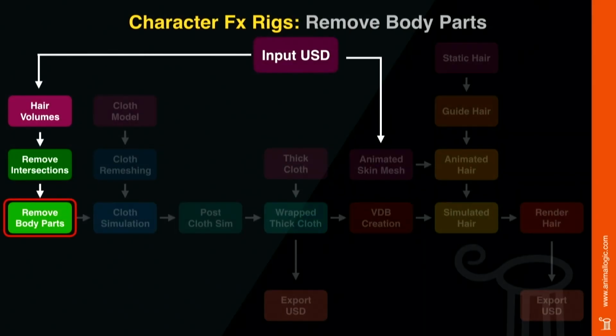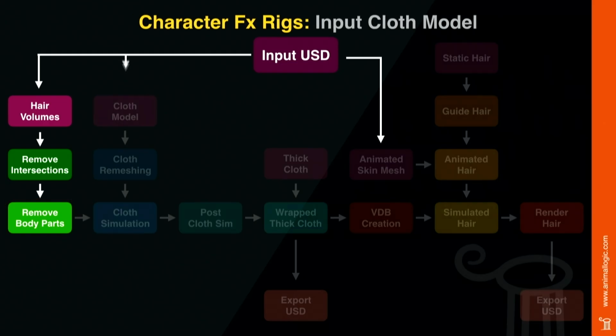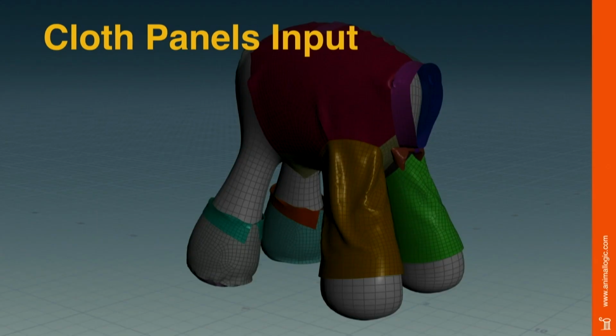So from there, we go ahead and we remove body parts that aren't going to be of interest in the simulation, like toes and fingers, things like that. And that's essentially the end of the body processing. So from there, we went onto the cloth. And for the cloth, we get a couple things.